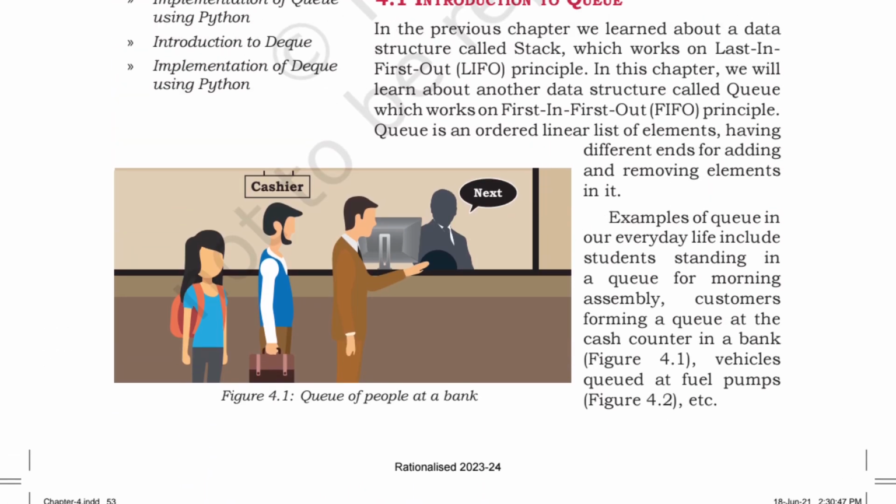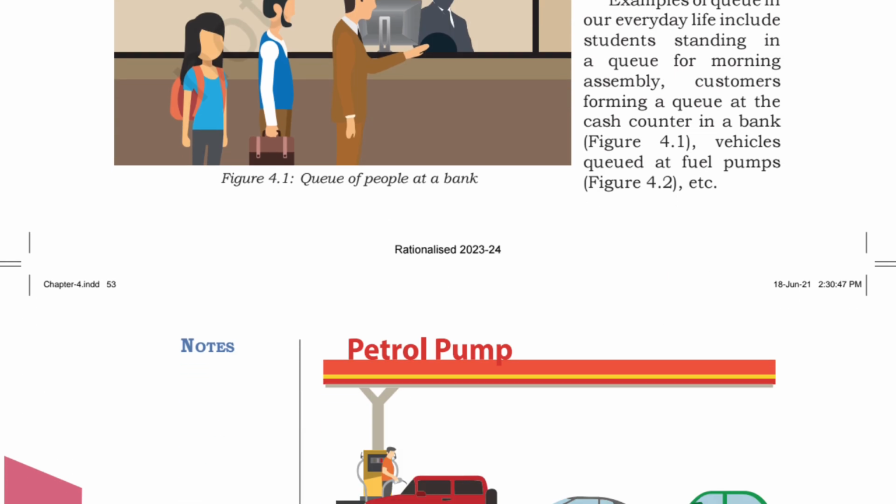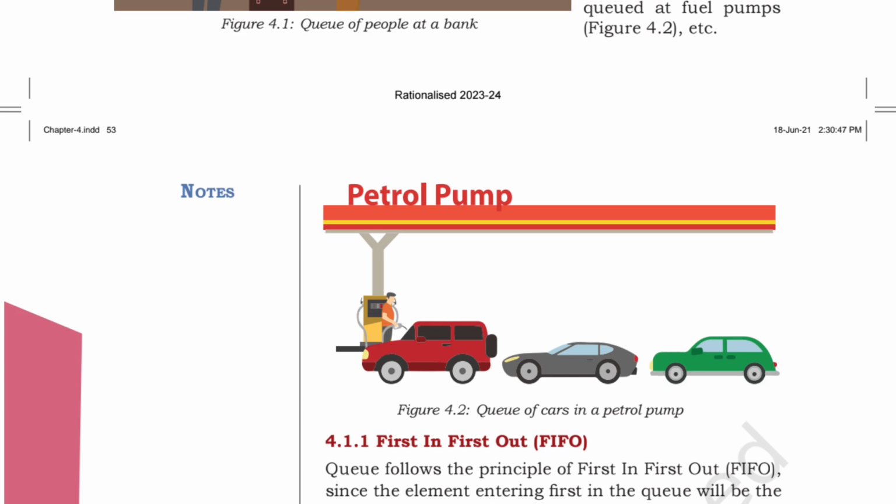So examples of queue in our everyday life include students standing in a queue for morning assembly, right? This is one of the examples. Then customers forming a queue at a bank cash counter. This is one of the examples of what? Queue. Then vehicles queue at a fuel pump. This is also another example of queue. Then the queue of cars at a petrol pump.